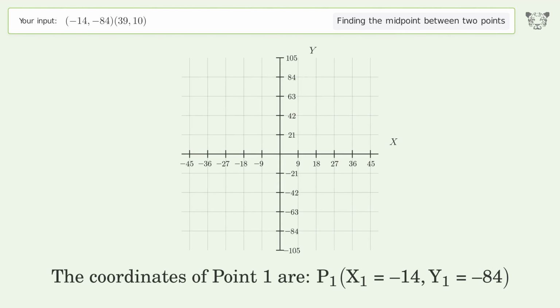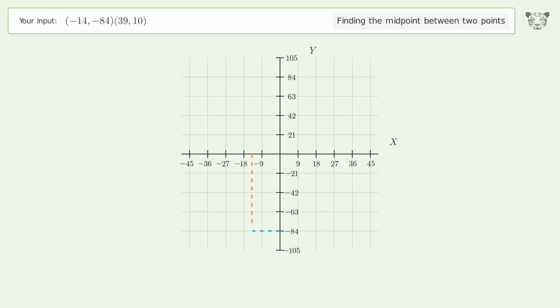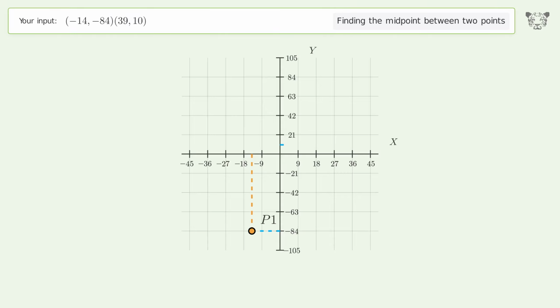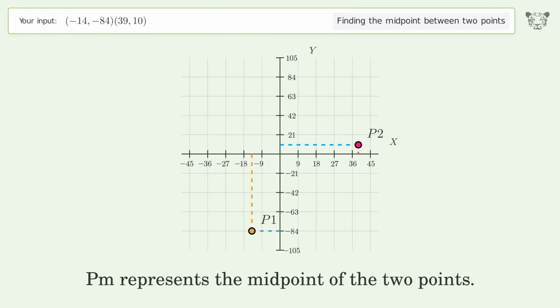The coordinates of point 1 are, x1 equals -14, y1 equals -84. The coordinates of point 2 are, x2 equals 39, y2 equals 10. PM represents the midpoint of the 2 points.